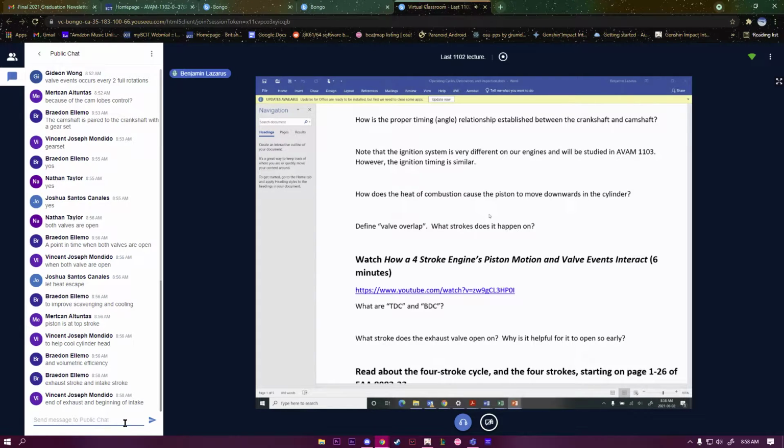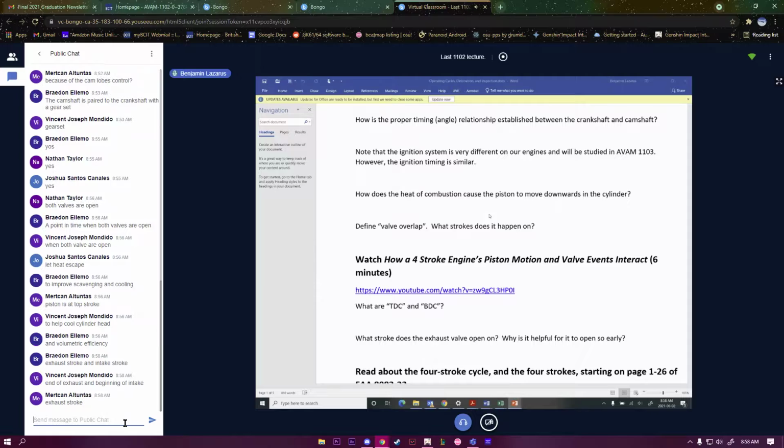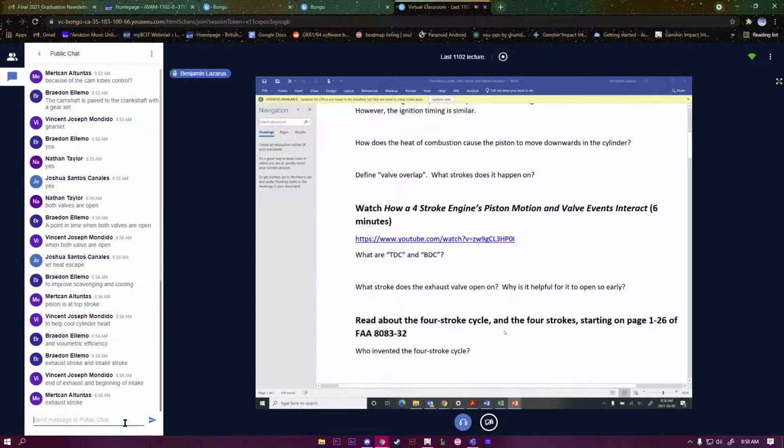End of exhaust stroke, beginning of intake stroke. Yep. Okay. TDC and BDC: top dead center and bottom dead center. I don't think I covered this with you.